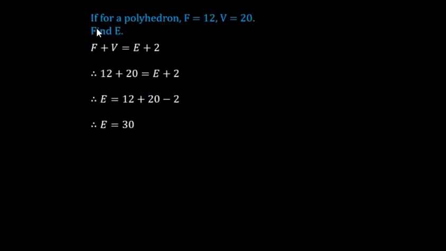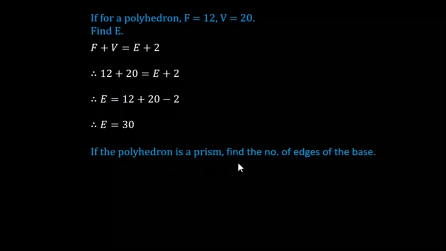In our previous problem, we were asked to find E for a polyhedron given F is equal to 12 and V is equal to 20. Now we have a follow-on to this question. We are asked, if the polyhedron is a prism, find the number of edges of the base. So if the polyhedron is a prism, what did I say about the total number of vertical faces? They are going to be F minus 2.